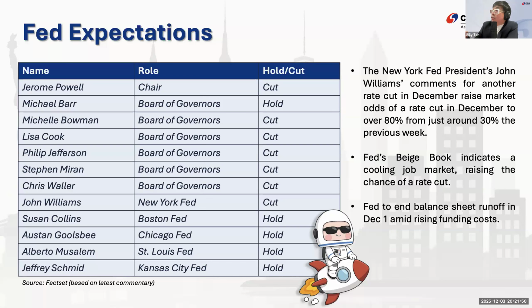And then, of course, the Fed's Beige Book also indicates a cooling job market, raising the chance of a rate cut. I think it's also important to highlight that the Fed will be ending their balance sheet runoff on December 1st. This is partly because of rising funding costs, and I think it also signals a shift towards boosting liquidity in the market. So in short, macro winds are finally turning positive, at least from a liquidity perspective.